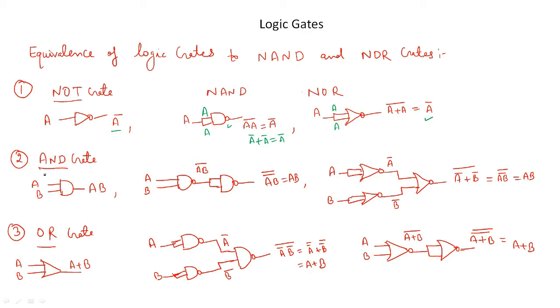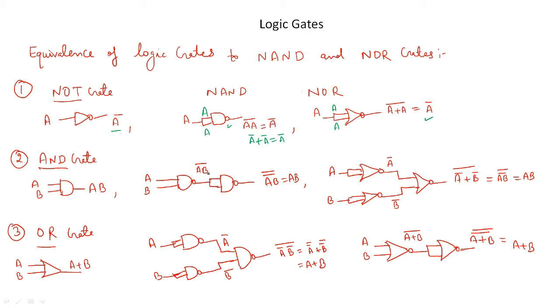Now we consider the second gate, the AND gate. In the AND gate, if we take two inputs A and B, then you know that after the AND operation your output will be AB. Now in the case of the NAND gate, here your inputs are A and B. So after the NAND operation, your output will be AB bar, because after the AND operation your output will be AB, and so NOT will make it AB bar.